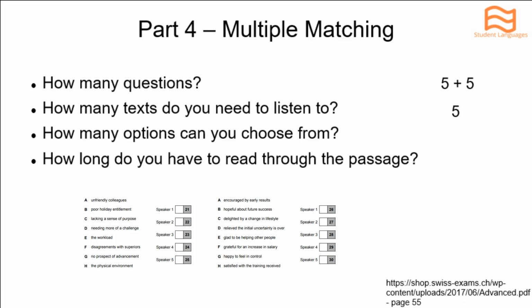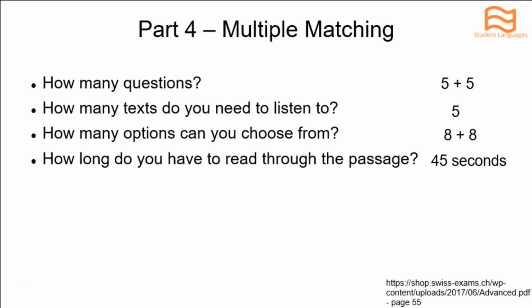How many options can you choose from? 8 for each set. So you have 8 options for 5 questions and 8 options for another 5 questions. And how long do you have to read through the passage? You have 45 seconds to read through the sentences, the questions, before the listening begins.